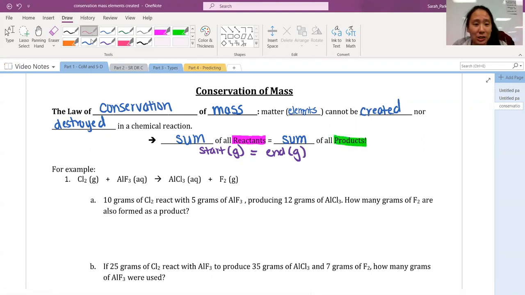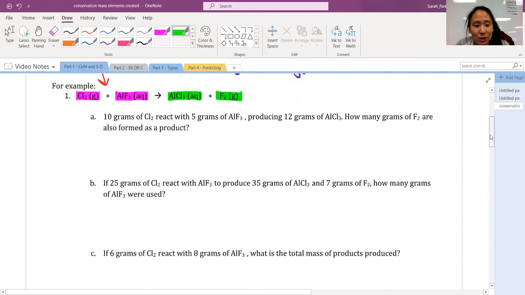So if you have a chemical reaction, such as the example down here, what are your reactants? Your reactants are anything that is before the arrow, and your products are anything that is after the arrow. Now let's read the question. It says 10 grams of chlorine, and we see how this chlorine should be in purple or pink here because it's before the arrow. It reacts with 5 grams of aluminum fluoride. This is also before the arrow, so this is also a reactant. It produces 12 grams of aluminum chloride, which is a product.